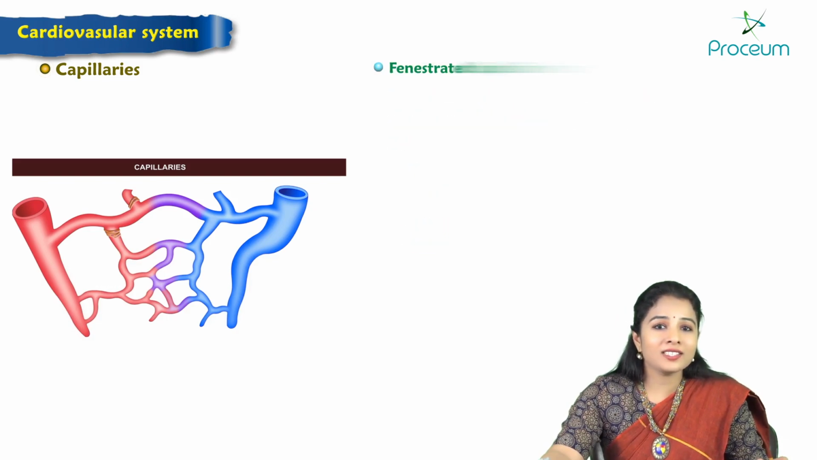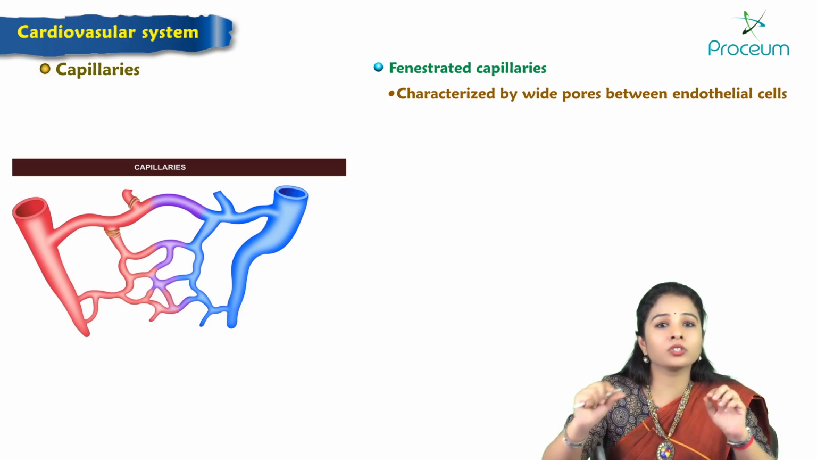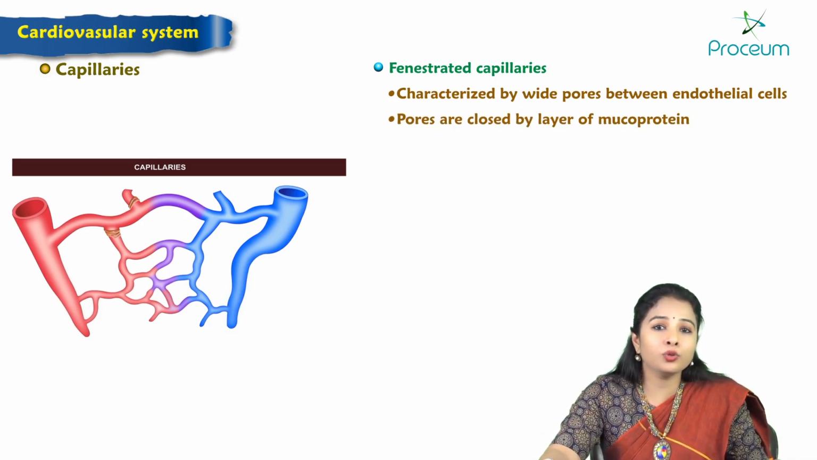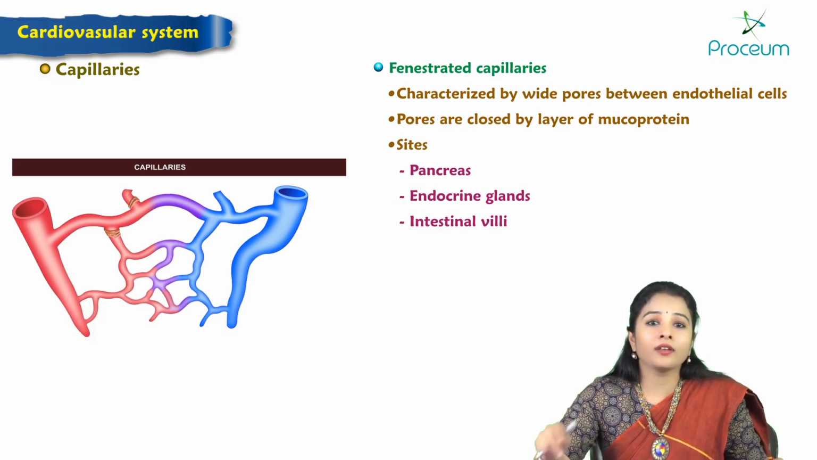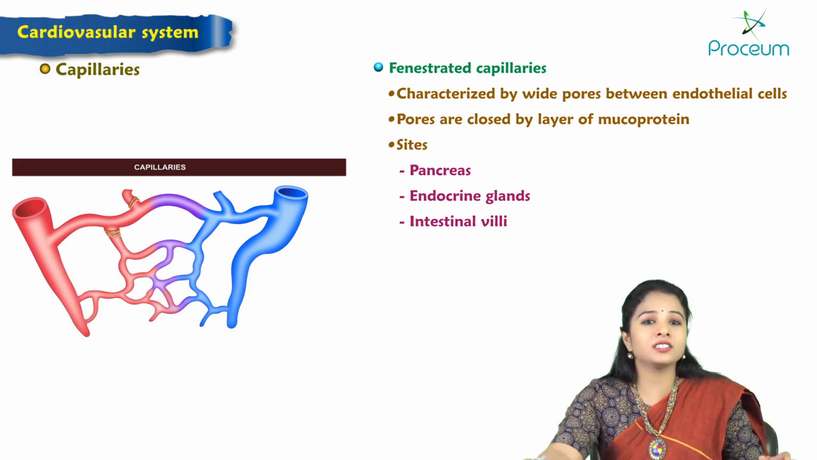Let's talk about fenestrated capillaries. Fenestrated capillaries are characterized by wide pores between the endothelial cells. These pores are closed by a layer of mucoprotein. Fenestrated capillaries are found in pancreas, endocrine glands, and intestinal villi, where more exchange of materials happens.